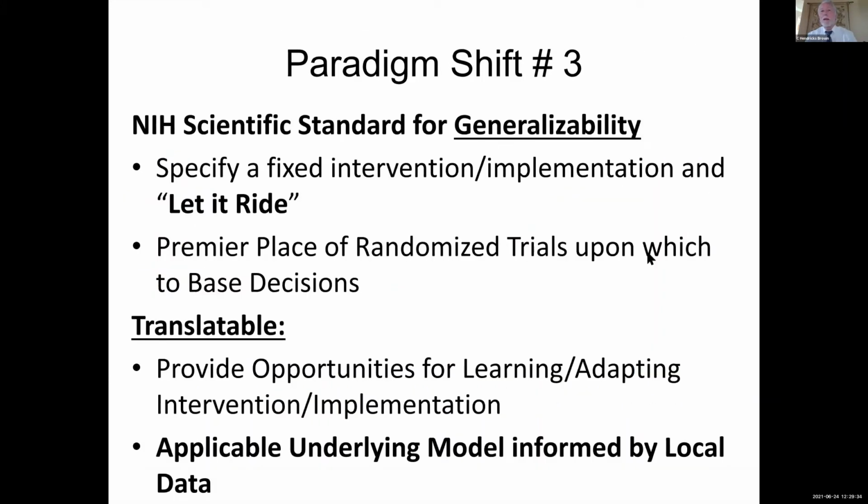So we have a lot of different pieces of information that we need to pull together. The NIH scientific standard for generalizability is essentially let it ride. We can get information from randomized trials on which to base decisions and use them across a wide diversity of issues. That's not necessarily going to give you enough information to use across time in different settings. It doesn't provide as many opportunities for learning as we need, and we need an underlying applicable model that is informed by local data.